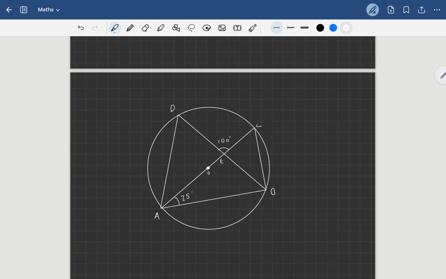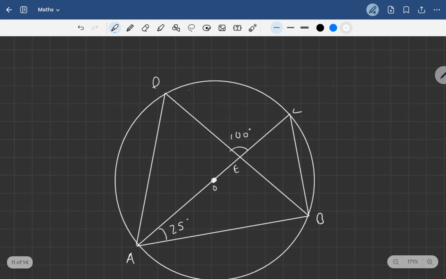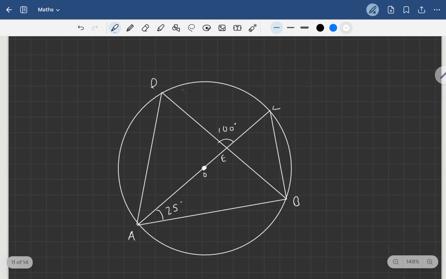The question states that A, B, C, and D are points on the circumference of a circle centered at O, and O is right there. AC is the diameter of the circle, and AC and BD intersect at point E. Angle CAB is 25 degrees, as labelled, and angle DEC is 100 degrees. We have to work out the size of angle DAC.